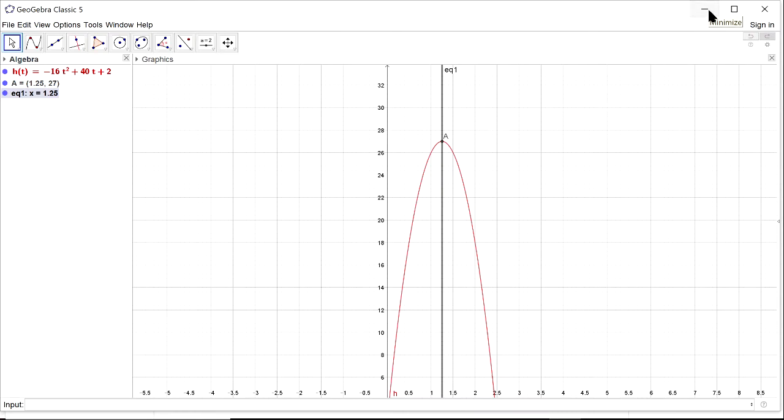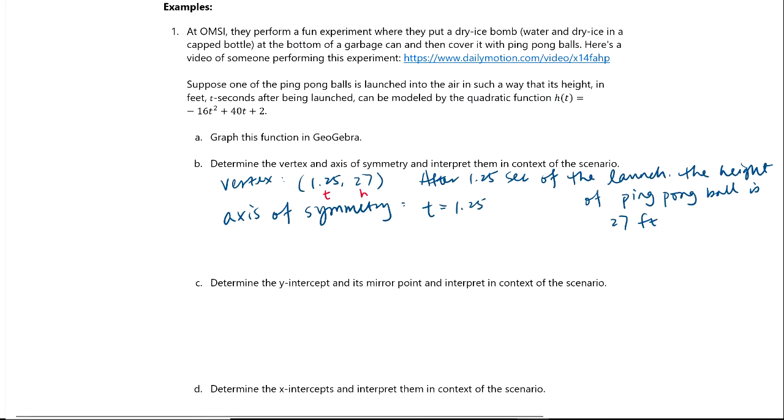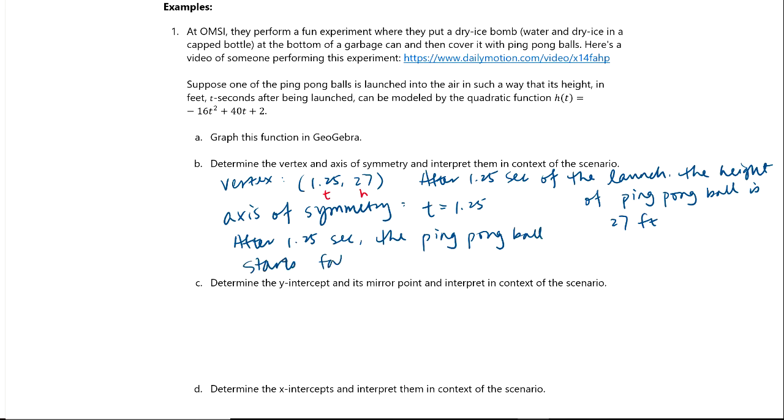And we can say that the axis of symmetry is essentially the moment when the ball starts dropping, when the height is starting to decrease over here. So from the axis of symmetry, we can say after 1.25 seconds, the ping pong ball starts dropping.